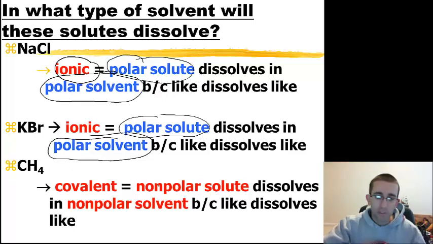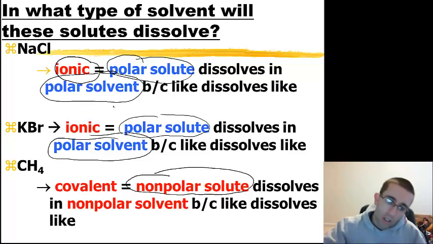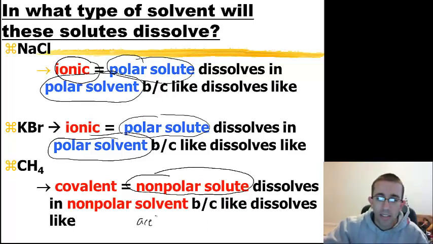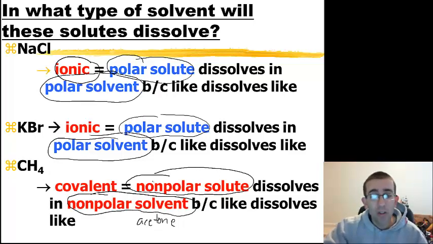CH4 is covalent, which means it's a nonpolar substance. Some nonpolar substances, like this thing called acetone. Acetone is nonpolar. So if I put CH4, which is methane gas, into acetone, it will dissolve because it is nonpolar. Nonpolar dissolves nonpolar.